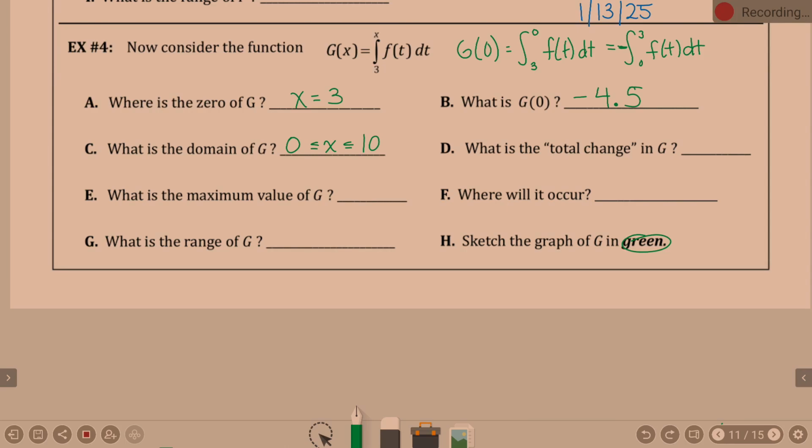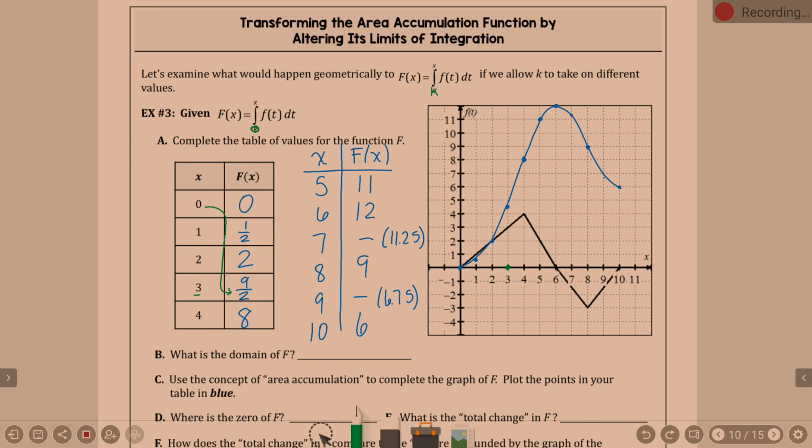Is that going to change? It's still based on this same graph, yes? It's still based on the same original f of t graph. So is the amount of change, what is it? Total change? Remember, total change was the difference from the ending to the beginning.